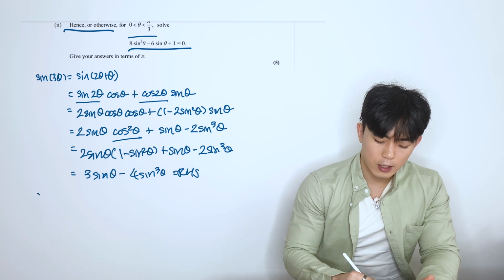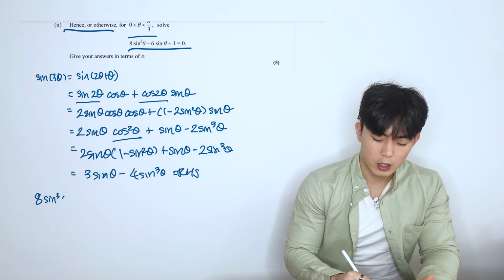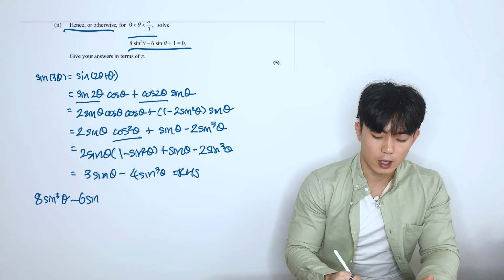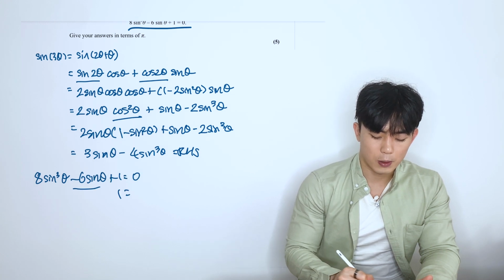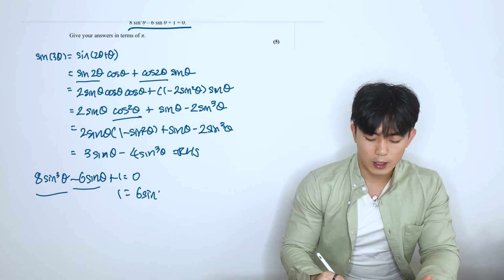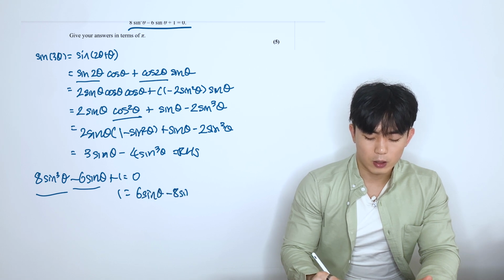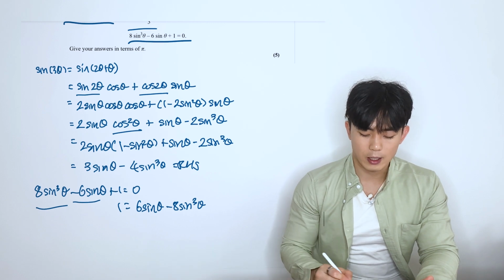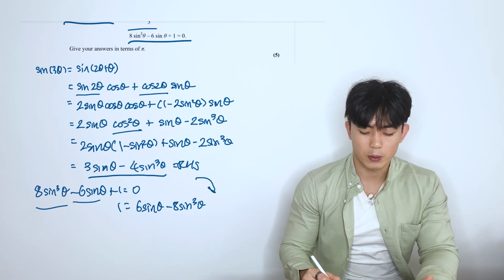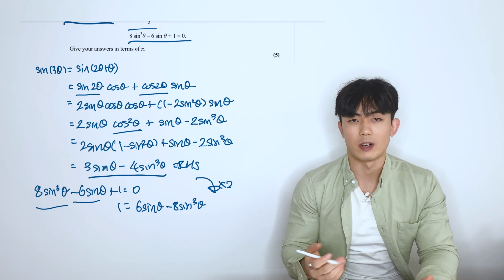So once again, they are saying hence or otherwise, which suggests that we should probably be using the answer we got before. And so what we can do now is, if I bring these two terms to the right hand side, I get 6 sine theta minus 8 sine cubed theta. And this looks very familiar, right? Because if you look here, it's actually very similar to this, but we just have to multiply by 2 to get the right hand side.